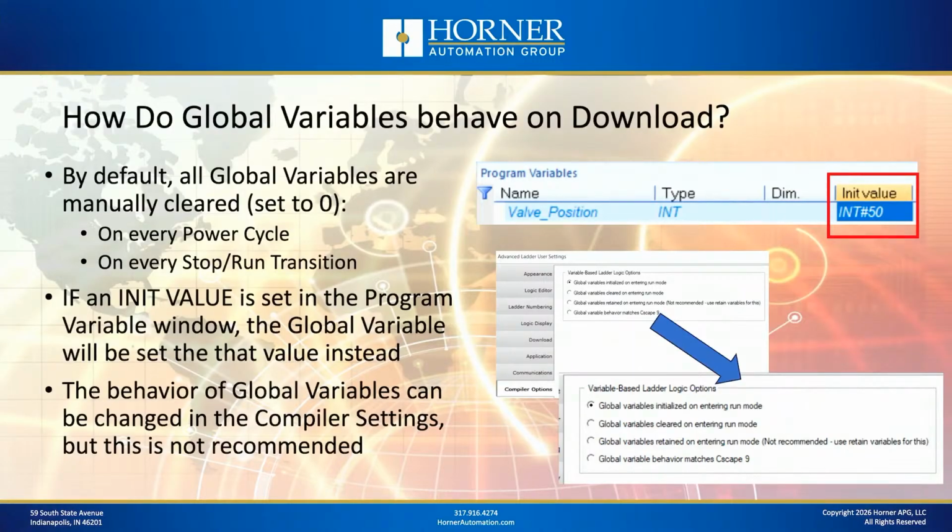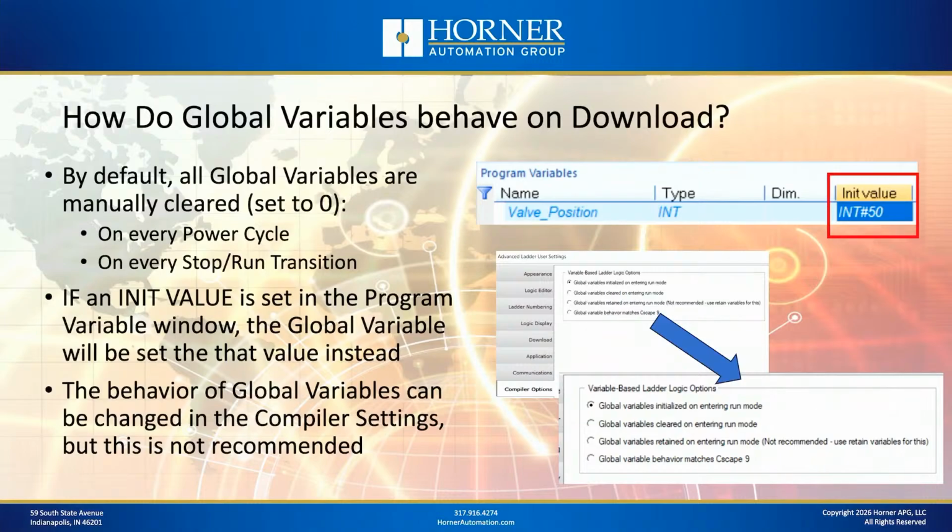Let's talk about how both global variables and retained variables behave on a download. Let's start with global variables. These are very simple. By default, they're always going to clear to zero. That's true unless you have a value listed for the global variable in the init value column. In that case, of course, it's going to be set to that value on every power up.